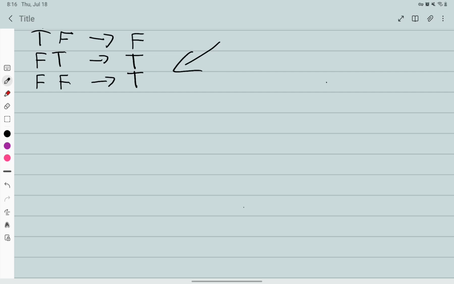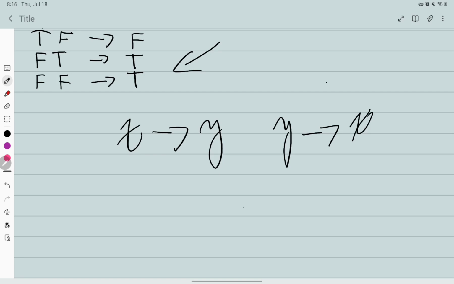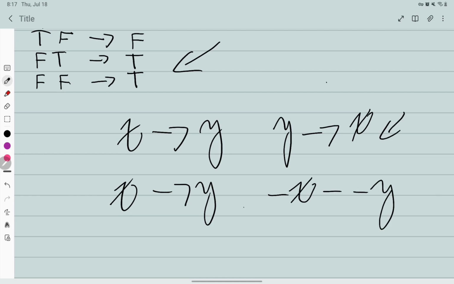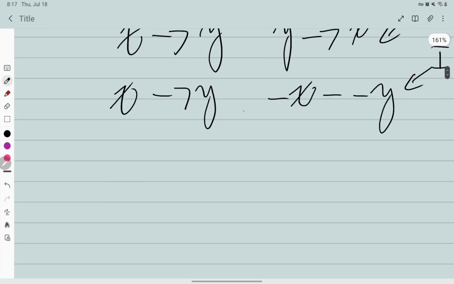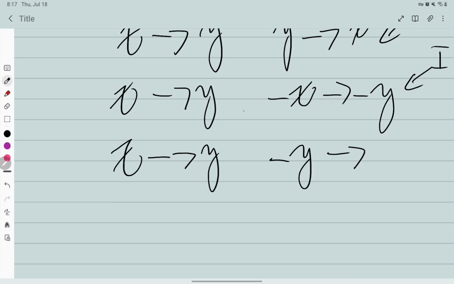Let's get into some vocabulary. If I have a statement, X implies Y, then the converse to this is Y implies X. If I have a statement, X implies Y, then the inverse would be not X implies not Y. So this is the converse. This example is the inverse. And the last one is the contrapositive. If we have X implies Y, the contrapositive is not Y implies not X.